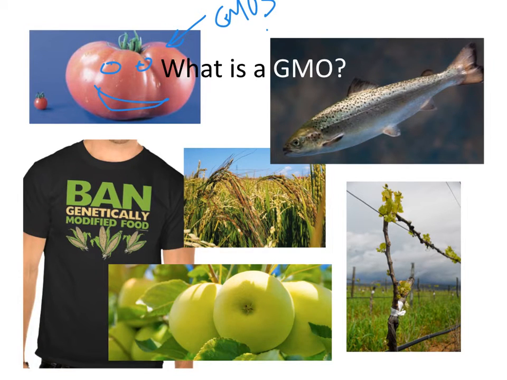Are any of these pictures not of genetically modified organisms? We've got apples, we've got rice. So let's see, here, apples, rice, salmon, what's that? Grapevine, because hey, we're at Fresno State and we make good wine. What about the banned genetically modified food t-shirt? What's that? What's the food that's on it though? Corn.